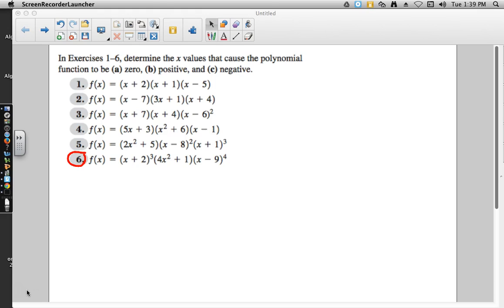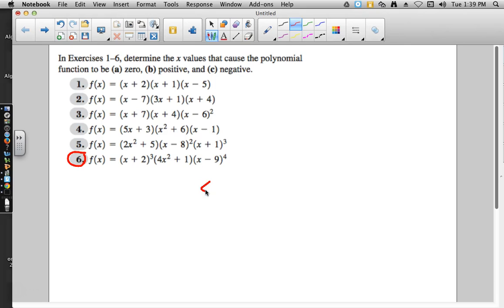So looking at number 6, we see that this one is already in factored form, which is great because that just means a sign chart will take care of this. So we have the zeros. Looking at x plus 2, that's going to be a negative 2 as a 0. And it does help to know that this is a multiplicity of 3. We know it's going to cross at those points.